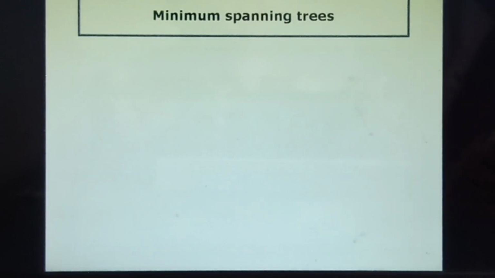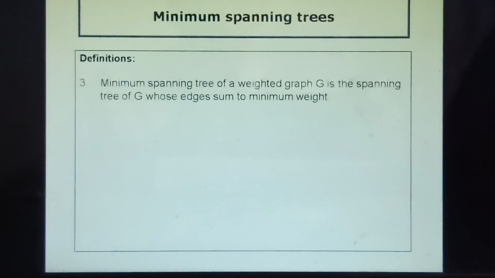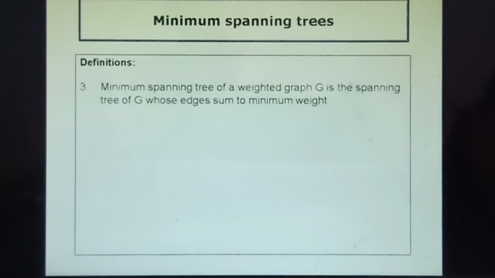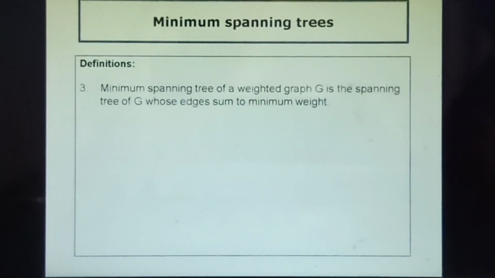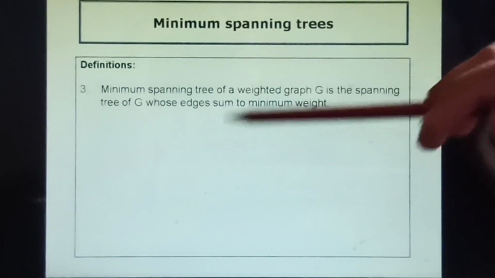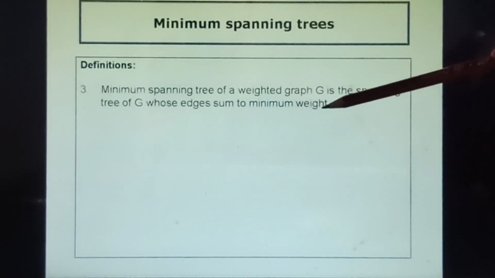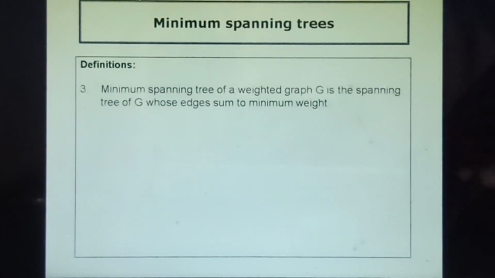Then what is meant by the minimum spanning tree? So minimum spanning tree of a weighted graph is the spanning tree of G whose edges sum to minimum weight. So again, one thing we have to always remember here, the minimum spanning tree concept is always related with the weighted graph. And whatever edges we are going to include in that spanning tree, that should sum to the minimum weight. This is the must condition. Then and only then that spanning tree is called the minimum spanning tree.